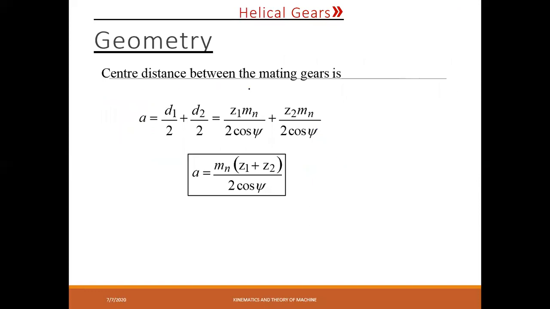So the center distance between two mating gears is the center of the pitch circle, right? Or you can take the radius of the pitch circle of both gears as the center distance between the mating gears, right? So d1 by 2 plus d2 by 2 as z1 m1 by 2 cos psi plus z2 m1 upon 2 cos psi. So the center distance A is taken as mn into z1 plus z2 divided by 2 cos psi.